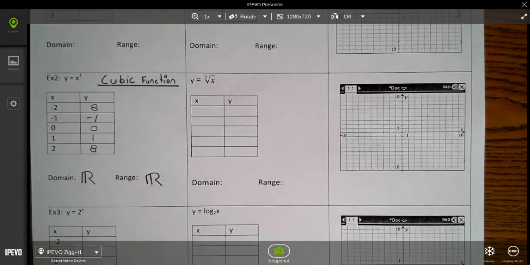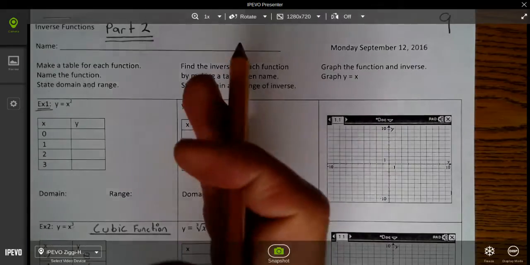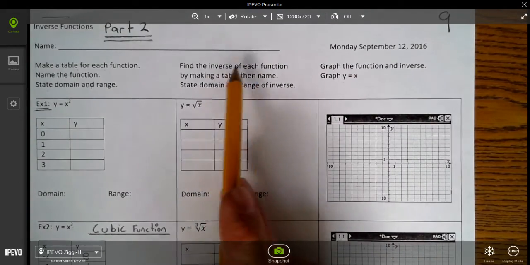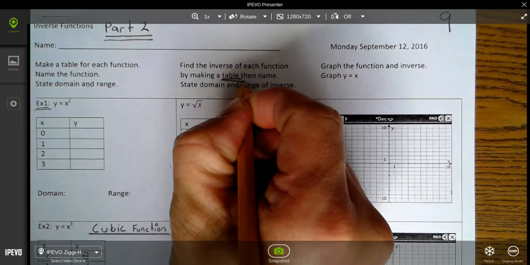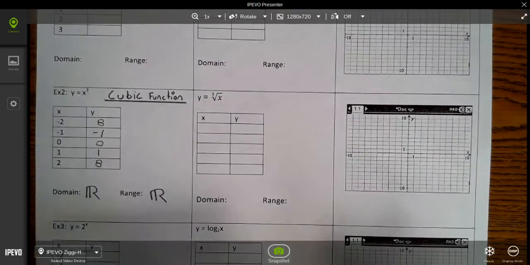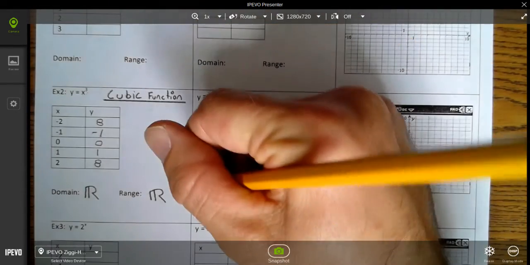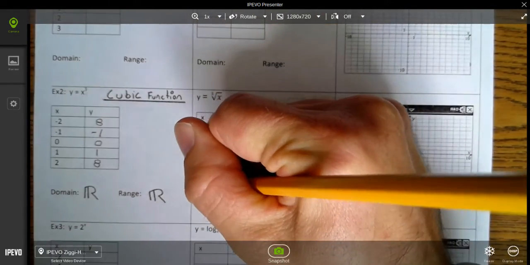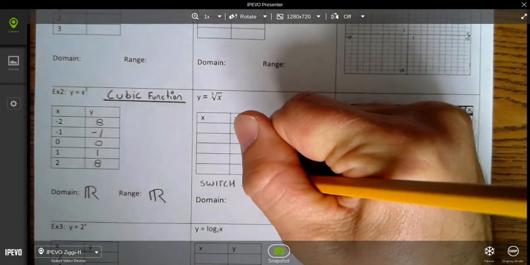All right. So now let's go back and look at the instructions. It says, for the second column, find the inverse of each function by making a table. Keyword making a table. Then state the domain and range of the inverse. So to find the inverse, making a table, you switch x and y.